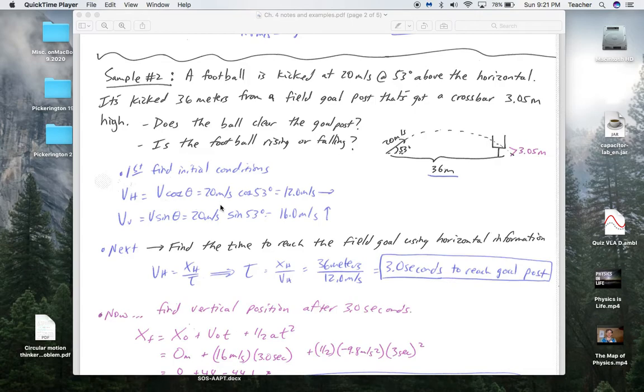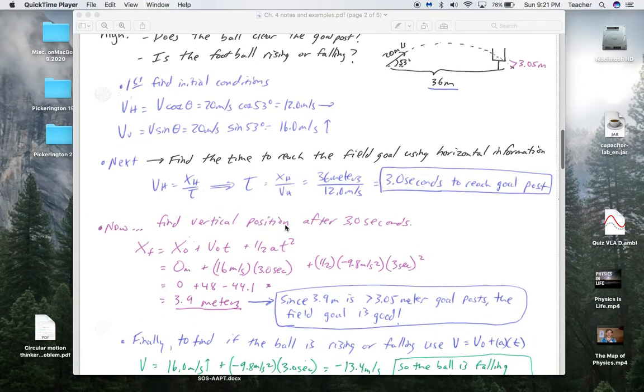So first you want to find the initial conditions. I'm going to split this up into horizontal and vertical components. I probably should have drawn a better triangle to show you that, but I think you're pretty good with that. So I get 12 meters per second horizontally, 16 meters per second vertically.